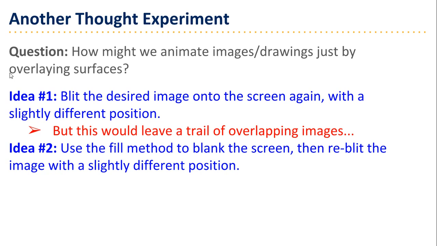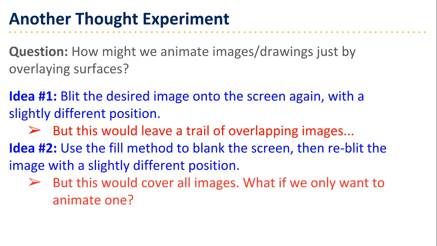And so even though I'm not erasing, by filling, I give the user the illusion that I'm erasing the screen, and then I adjust the position, and then I draw the image again, and if I do this fast enough, it'll look like animation. So that seems like a pretty good idea, but this also has a problem. If we fill the screen, it'll cover all the images.